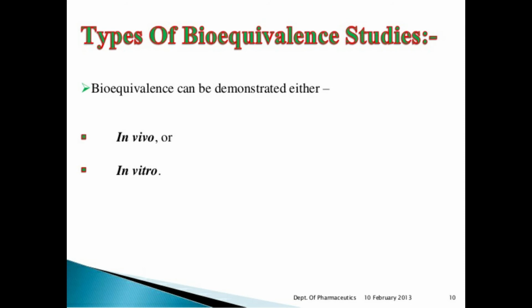We have two types of bioequivalence studies. One is in vivo and the second one is in vitro. In in vivo bioequivalence studies, the following sequence of criteria is useful in assessing the need for in vivo studies. First one is oral immediate release products with systemic action. Second one is non-oral immediate release products. Third one is modified release products with systemic action.